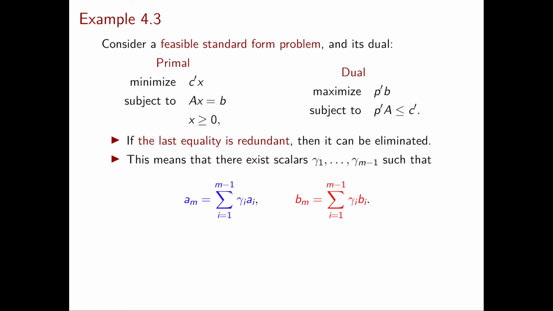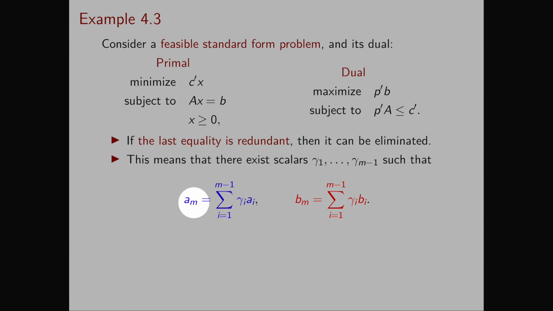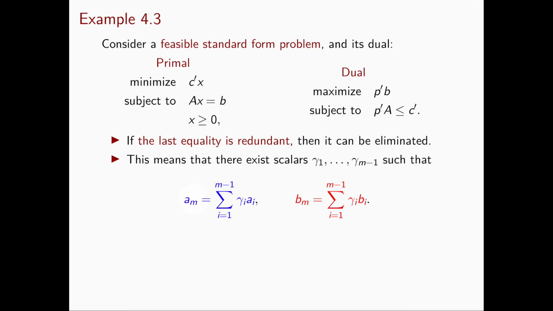We know that in this case, such an equality constraint can be eliminated from the problem in order to obtain an equivalent problem. So what does it mean that the last equality constraint is redundant? It means that it can be written as a linear combination of the other equality constraints. As always, we denote by Am the last row of the constraint matrix A. Then the vector Am can be written as a linear combination of the other rows.